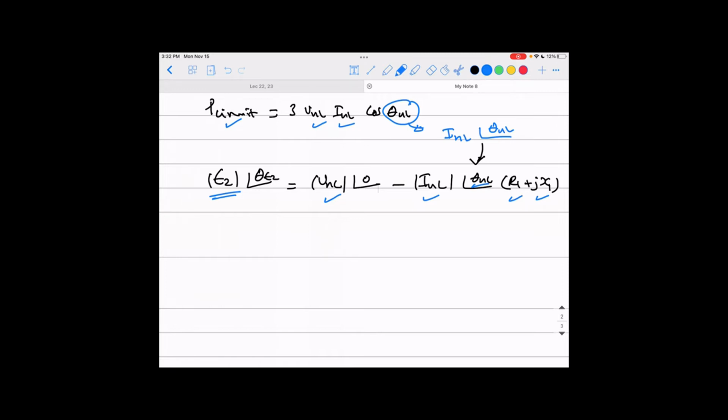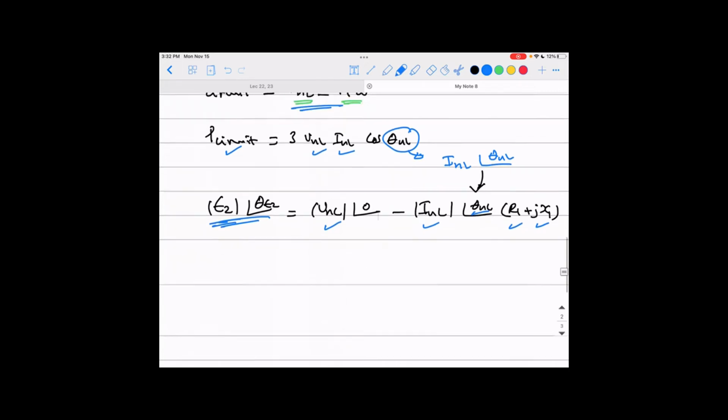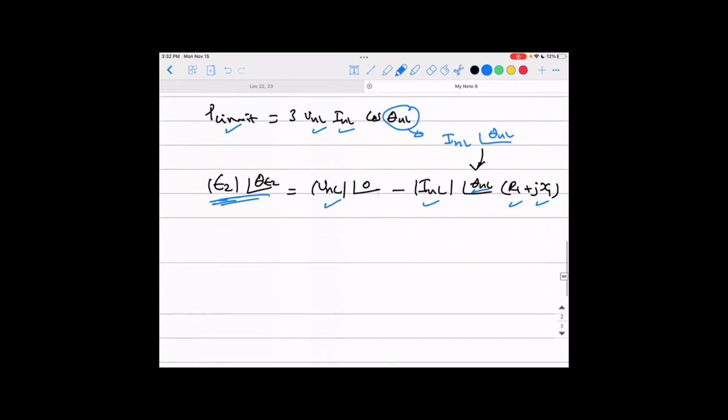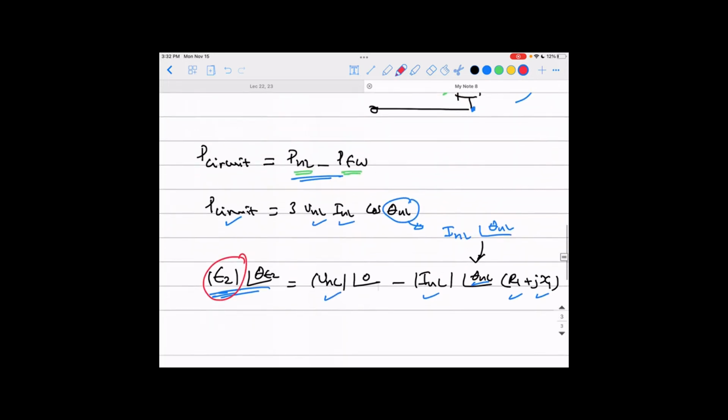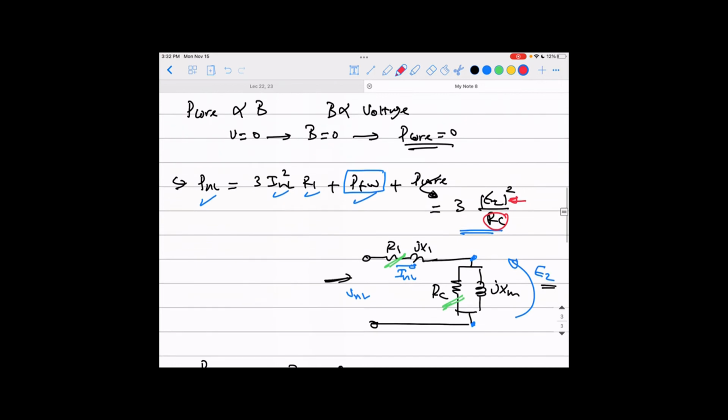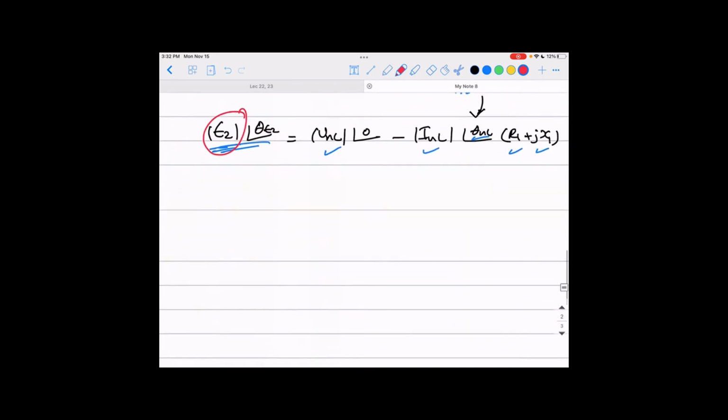You can find E2 as a magnitude and angle, and we don't actually need its angle, we just need the magnitude. So everything here is known except for our E2 magnitude, which we need in our core losses calculation, if you remember. Okay guys, so from here we can find everything.